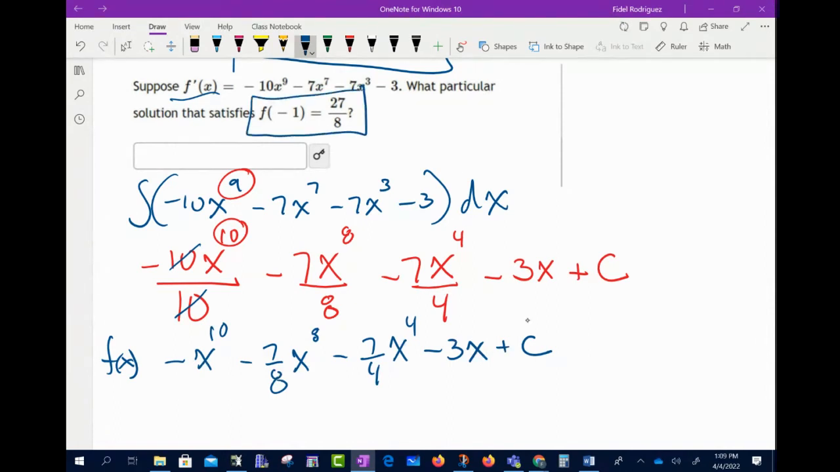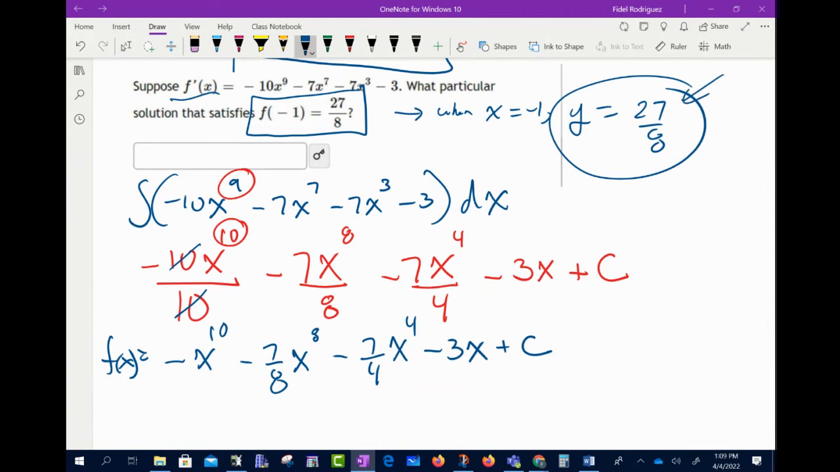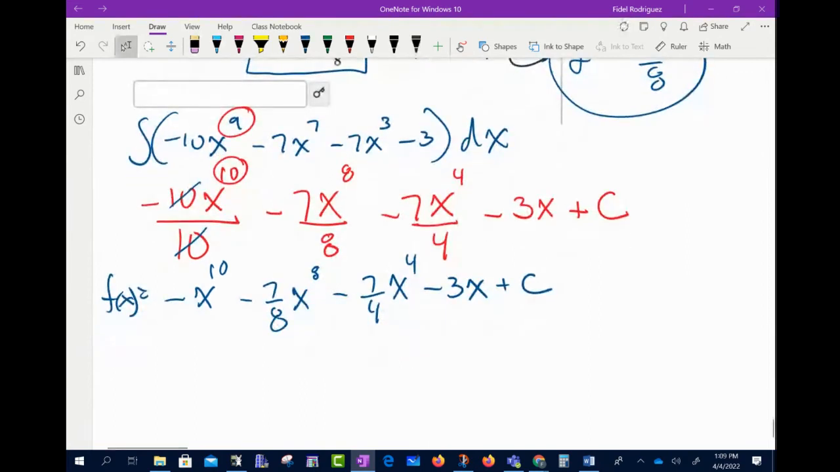There we go. Now, this part right here, look what this means, y'all. When f of negative 1 equals 27 over 8, all that means is that when x equals negative 1, y is 27 over 8. So what I'm going to do here is my y, or my f of x, I'm going to set that equal to 27 over 8. And everywhere we have the letter x, we're going to plug in what number? Okay, so let's do it to it.